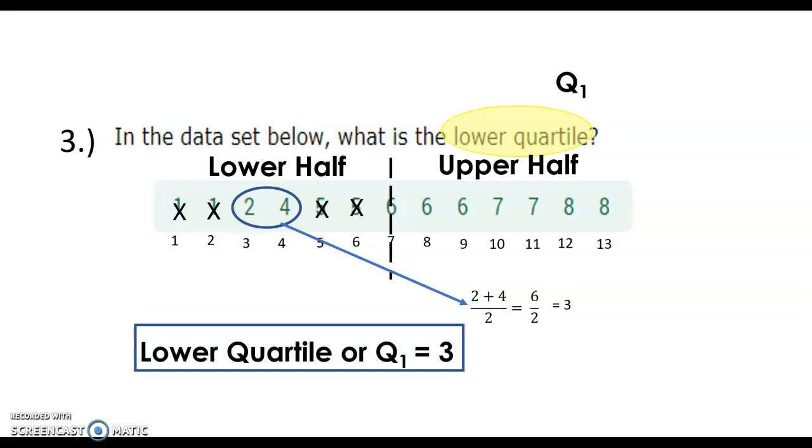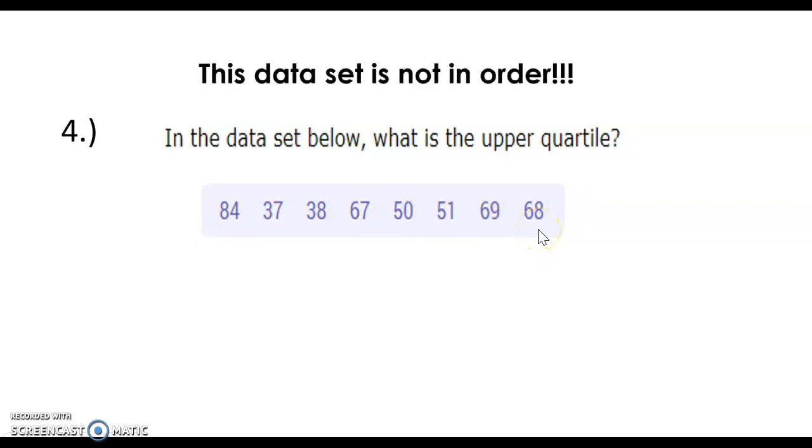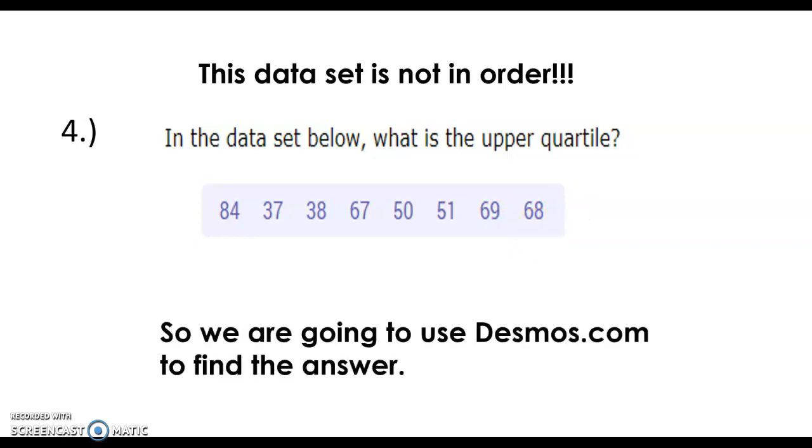These are how I would solve the first couple problems on IXL using the visual approach, because it's a little bit easier to visually answer the questions, or you may be able to answer the questions a bit quicker using this method. Now for example number 4, we're going to look at the data set 84, 37, 38, 67, 50, 51, 69, 68. And you should notice that this data set is not in order. Because it's not in order, we're going to use Desmos.com to find the answer.